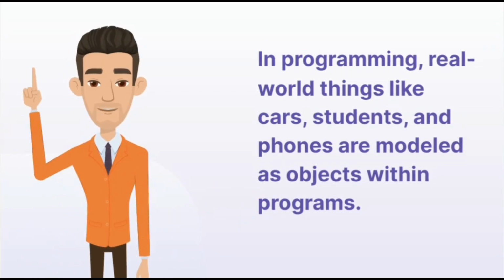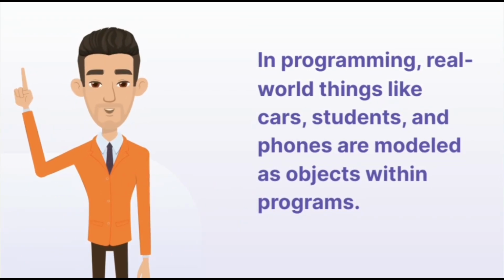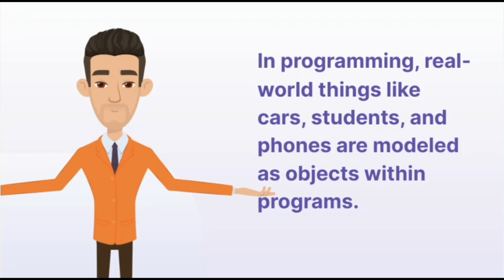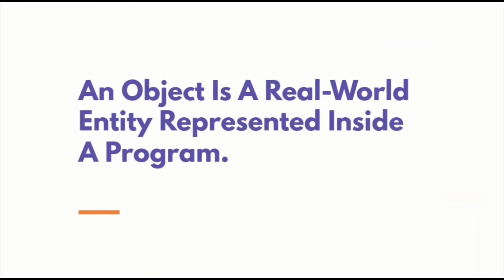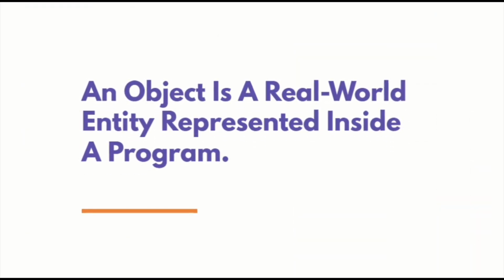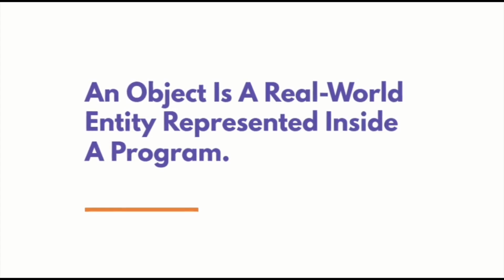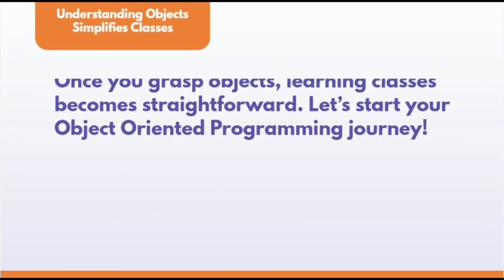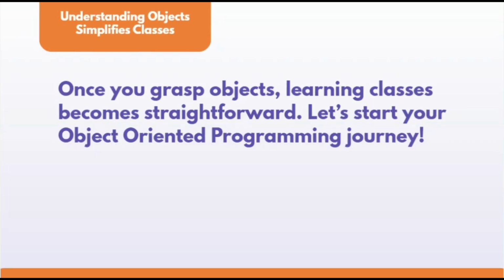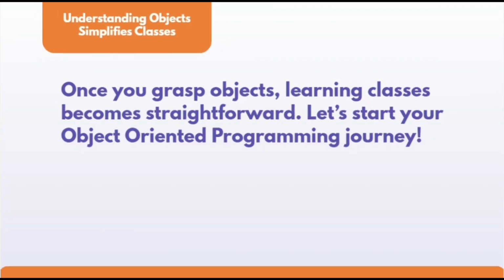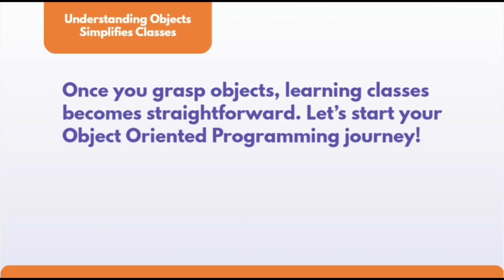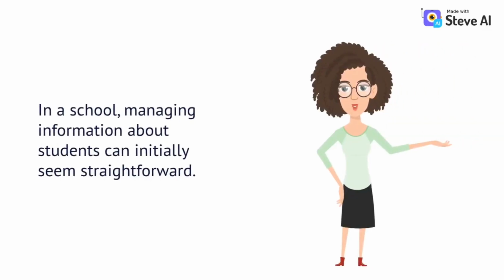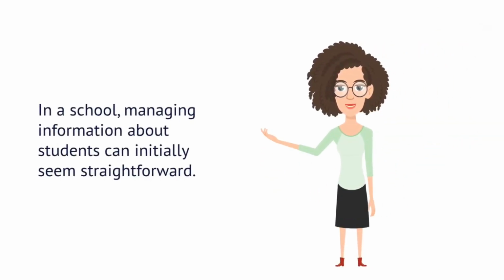These are behaviors. In programming, we also try to represent real-world things like cars, students, bank accounts, and phones. And those real-world representations inside a program are called objects. So remember this. An object is simply a real-world entity represented inside a program. And once you understand objects, understanding classes becomes much easier.